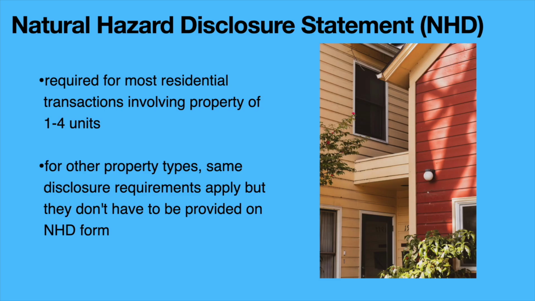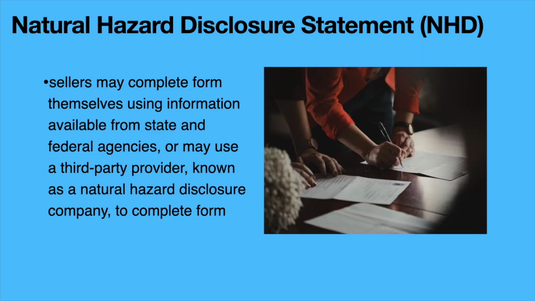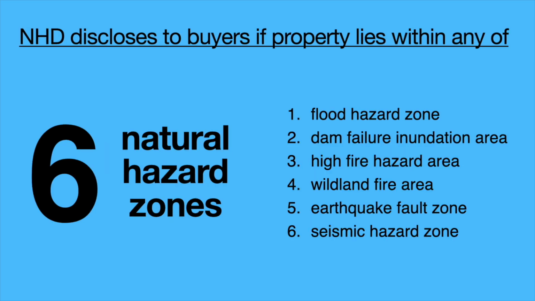Natural Hazard Disclosure Statements. The NHDS, or NHD, is required for most residential transactions involving property of 1 to 4 units. For other property types, the same disclosure requirements apply, but they don't have to be provided on the NHD form. Sellers may complete the form themselves using information available from state and federal agencies, or may use a third-party provider known as a natural hazard disclosure company to complete the form.